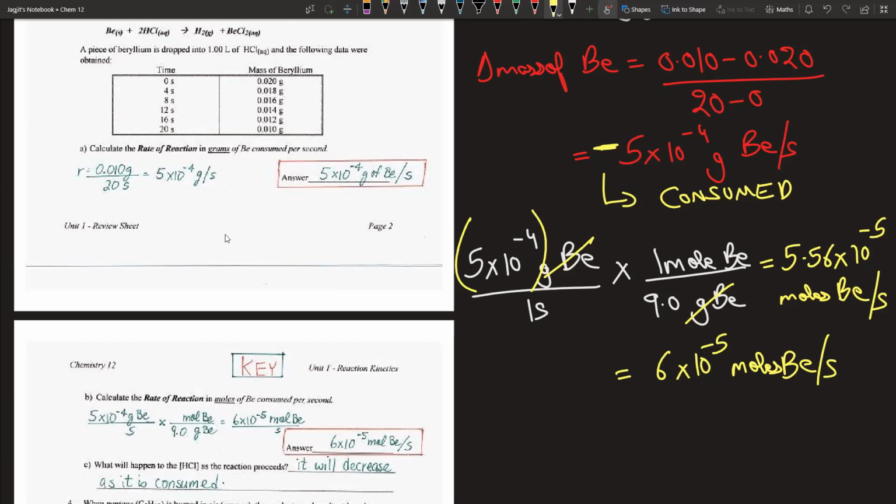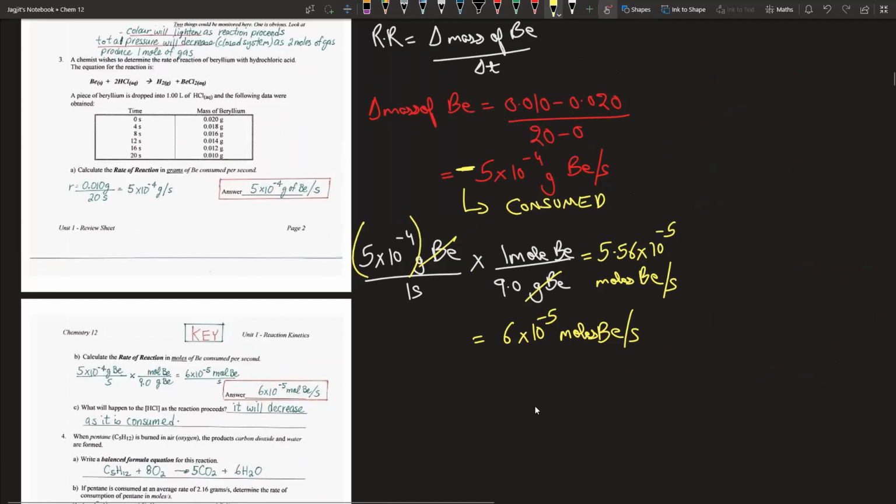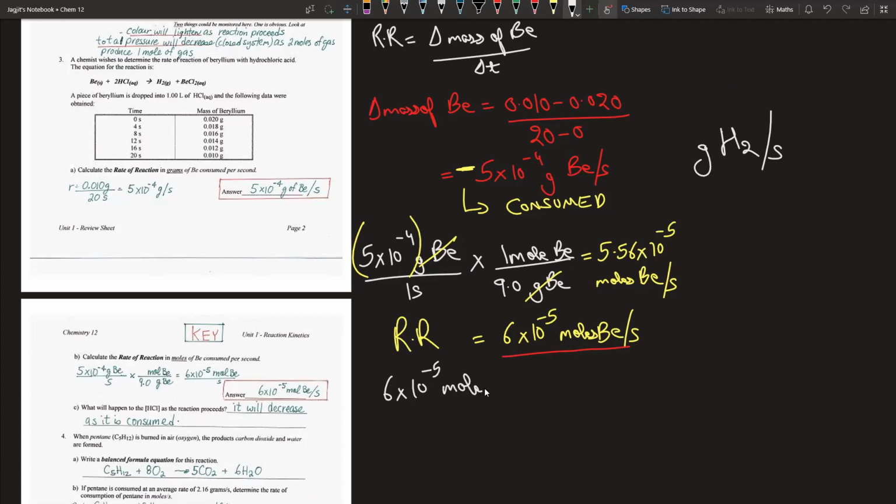Now, they can ask you one other thing. In the next step, what they can say is, we found this reaction rate, right? We've expressed this reaction rate in terms of moles of BE per second. They might say, express the reaction rate in terms of grams of H2 per second. So what we need to do is, you see, we got the reaction rate in terms of moles of BE per second. So I'm going to write it down. I'm going to say it's 6 times 10 to the power minus 5 moles of BE per second.